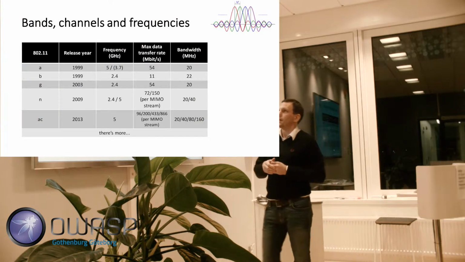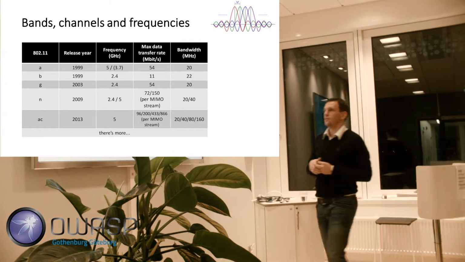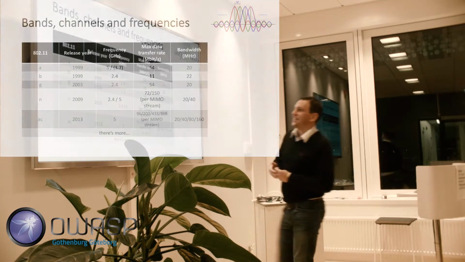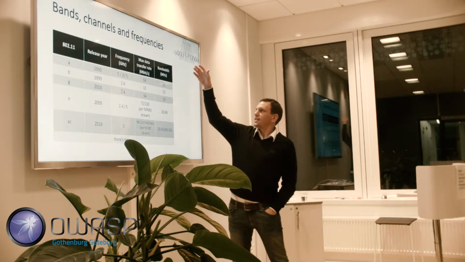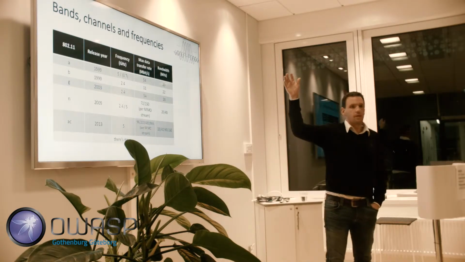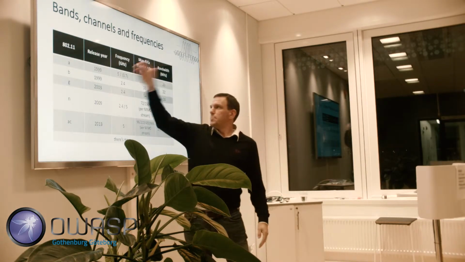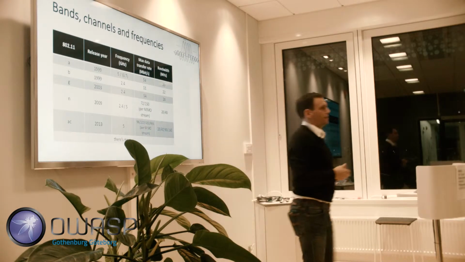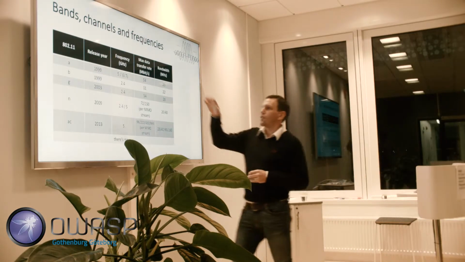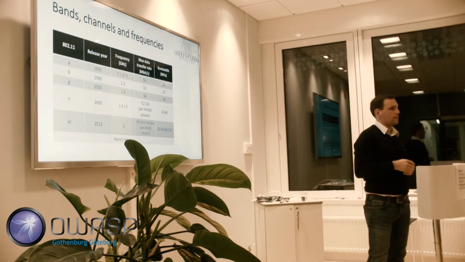Okay, just an overview of bands, channels, and frequencies. You have probably seen all this, and maybe all of you know more than I do about this, but yeah, then you have to bear with me. Basically, Wi-Fi or 802.11 communicates on either 2.4 gigahertz or 5 gigahertz. B, G, and N can operate on 2.4 gigahertz. AC and N are also capable of communicating on 5 gigahertz.